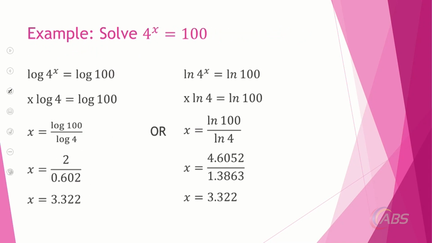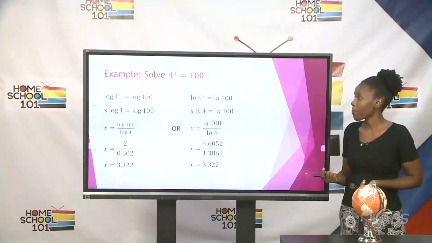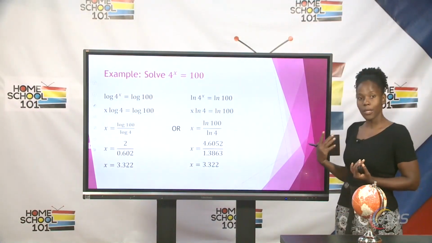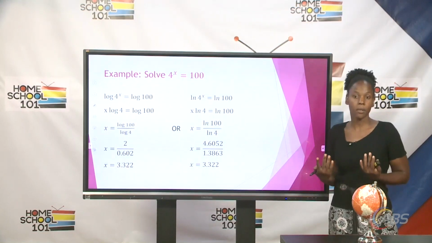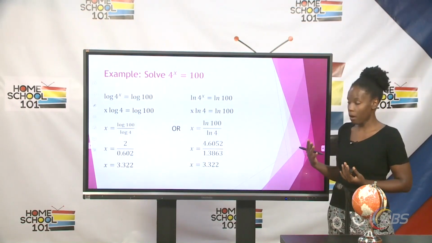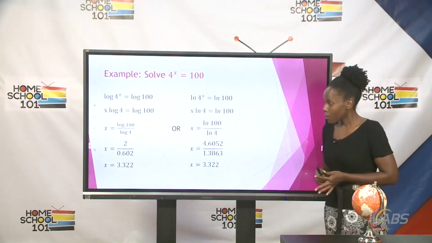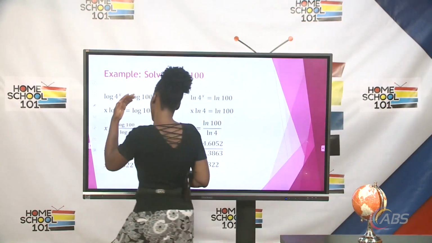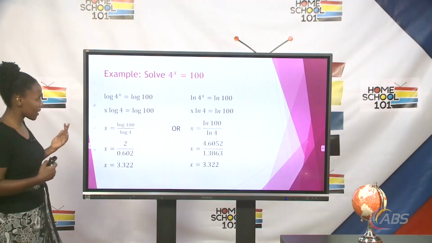So an example here, I have: solve 4 to the power x is equal to 100. Again, we know it's an exponential equation because the unknown is written as a power. So in applying logarithms, as indicated in the steps, the first thing we do is to take the logarithm of both sides. We can use log, which is the logarithm to the base 10, or we can use the natural logarithm, which is ln. I will go through using logarithm to the base 10.